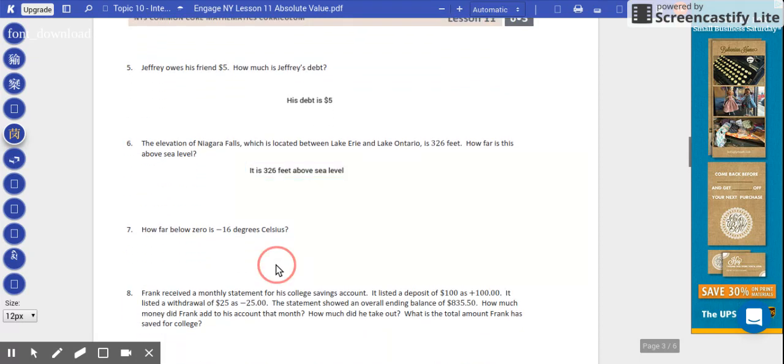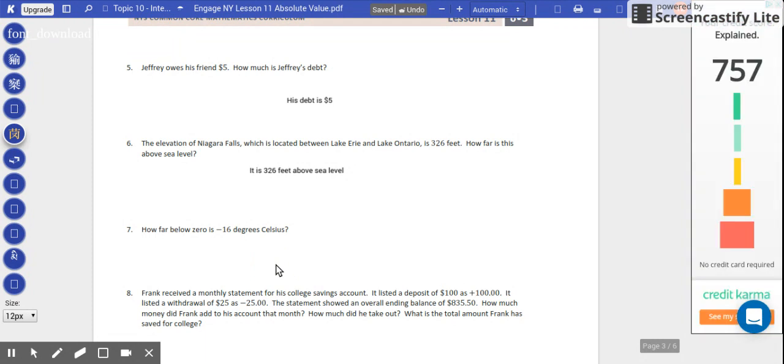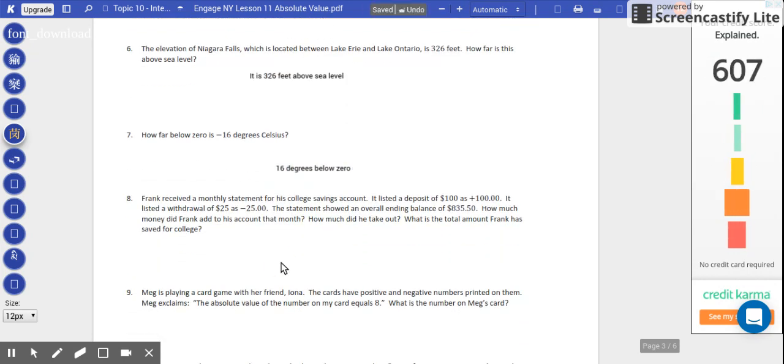Positive. How far below 0 is -16 degrees Celsius? Okay, well, it actually uses a negative symbol, and it uses the word below 0. So we know it's going to be negative, but it says how far below, which is talking about distance. And distance is always positive. So 16 degrees below 0 is how we'd answer that. We don't have a negative symbol attached to our answer, but it does say the word below. So we're okay. Number 8.